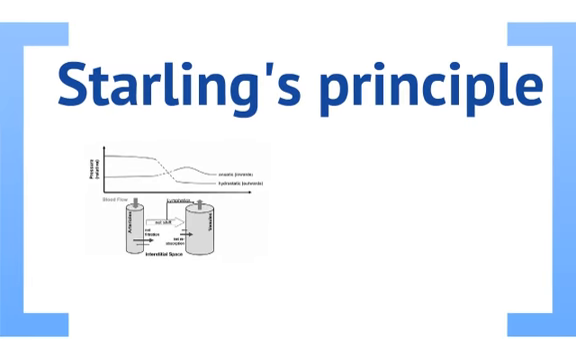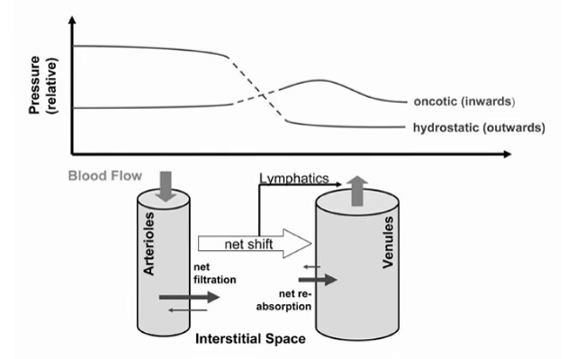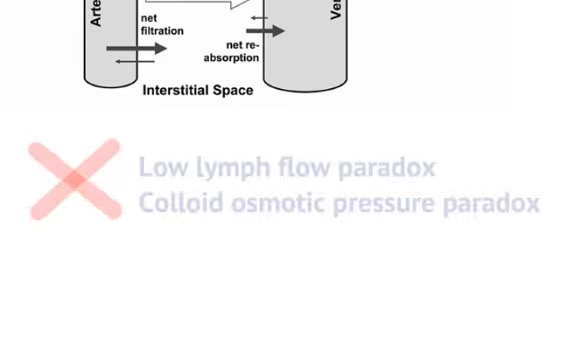First of all, let's deal with Starling's principle. Now, we're all familiar with Starling's principle that describes a balance that occurs between inwardly directed oncotic pressure and outwardly directed hydrostatic pressure. There's a net filtration from the arteriolar side to the venous side, and with the excess fluid being reabsorbed via the lymphatics. But in fact, this is not entirely true.